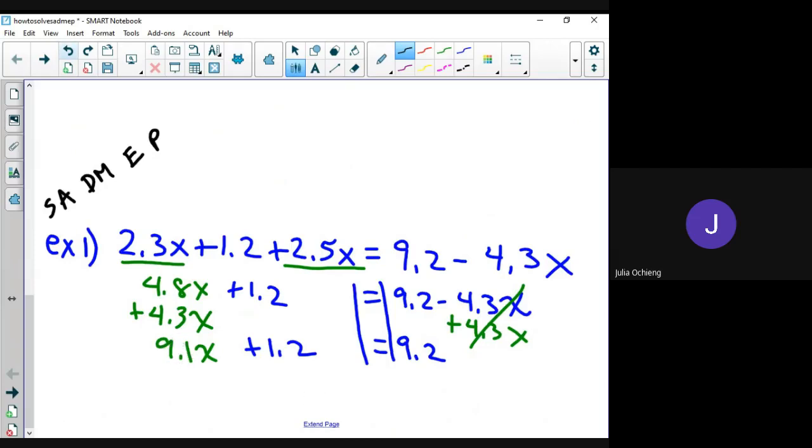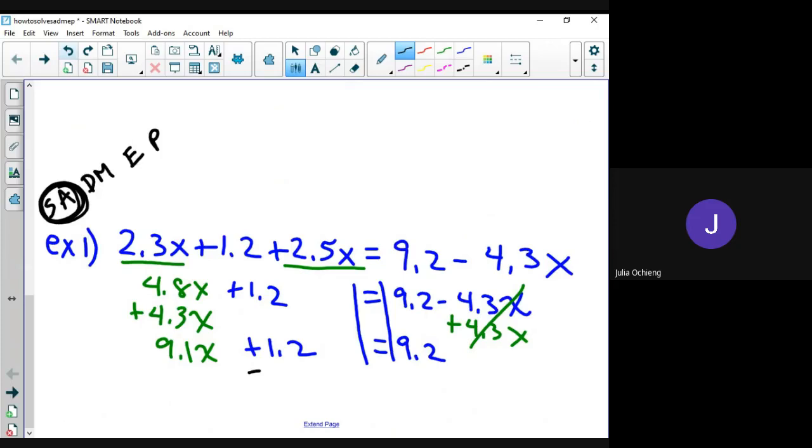Well, which one do I have to do first? And there is an order. So you do have to do it in a particular order, and that's where SADMEP comes in. You always do it in the opposite order of PEMDAS, so in the order of SADMEP. So you're going to do anything that's subtracted or added, you have to get rid of that first. So that's this, okay?